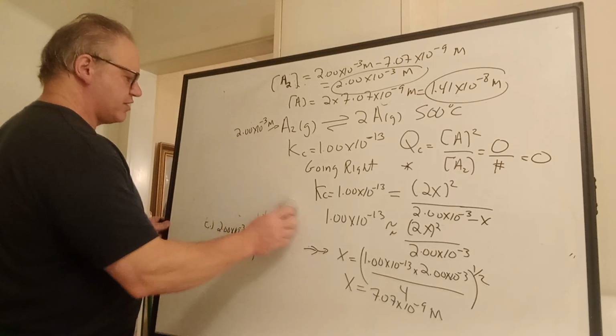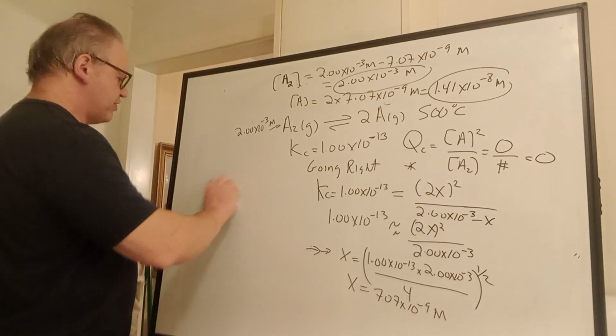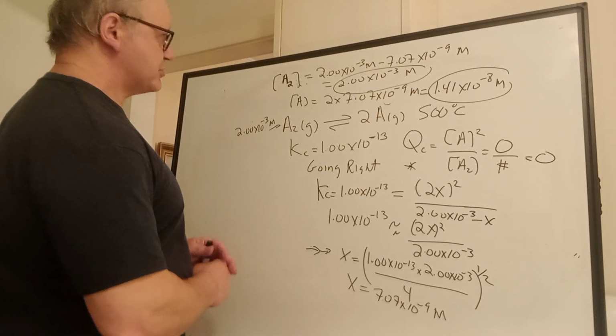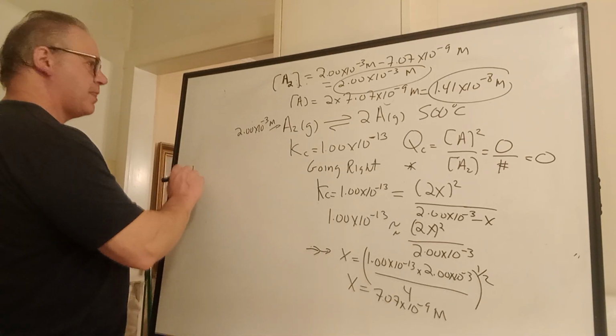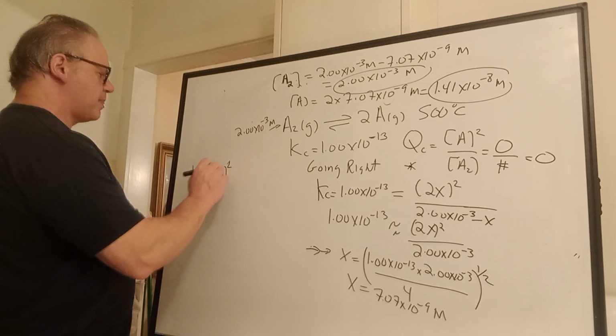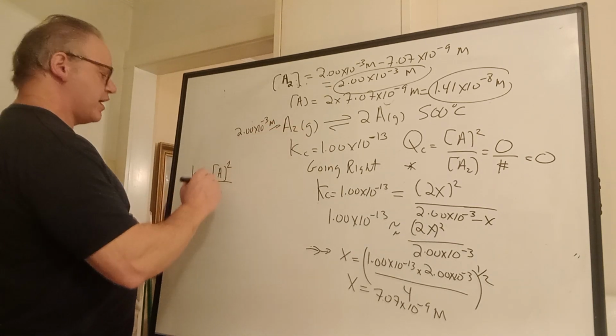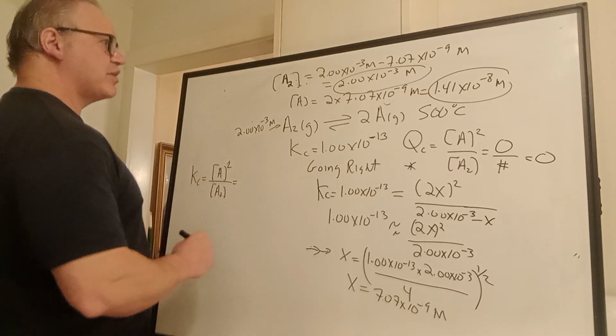That's really what the ICE method should have. If I can come up with a good abbreviation, a final step, because you can check your work. So Kc is going to be A squared divided by A subscript 2. And so let's put in our values here.